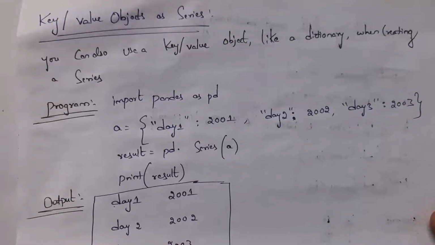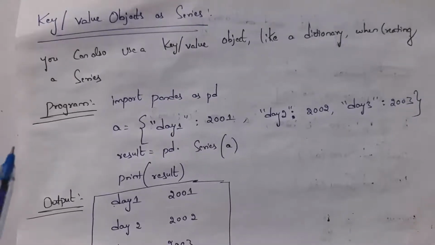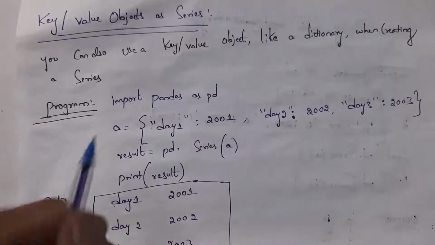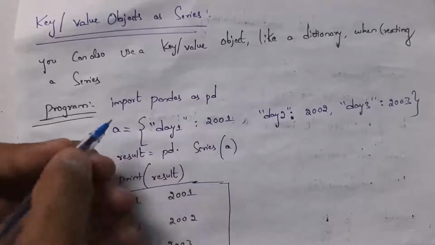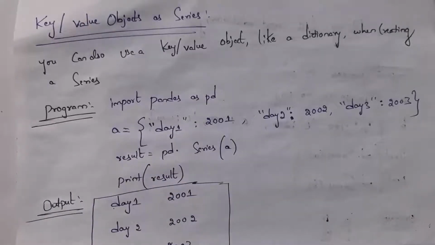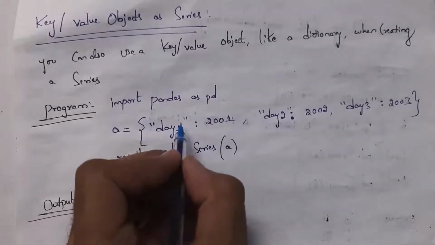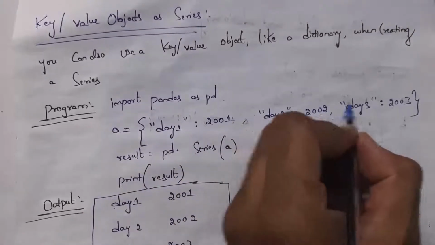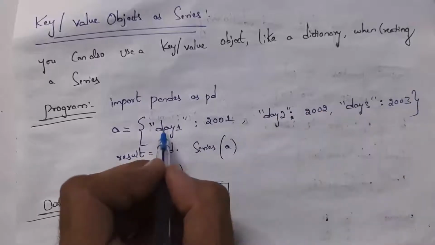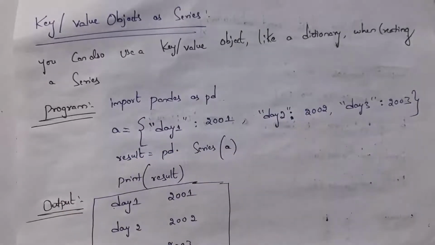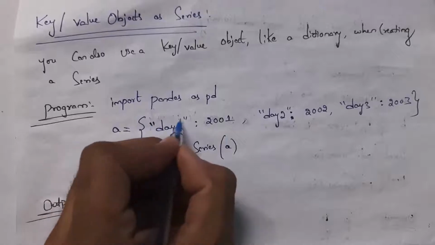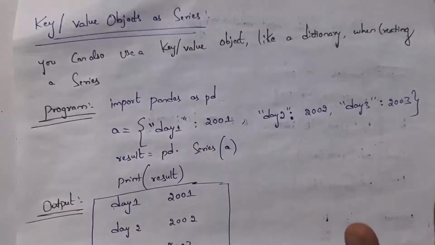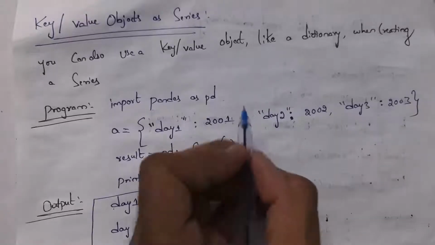As we know, by using import keyword you can import pandas library. So at first write import pandas as pd, where this pd is short name. And next I am taking variable a equal to, we will represent dictionary in curly braces. Inside curly braces I am taking day1 colon 2001, comma day2 2002 and day3 2003, where this day1, day2 and day3 all are of string type. That is why I am including quotations. And whereas 2001, 2002 and 2003 all are integer values. So there is no need of including any quotations.